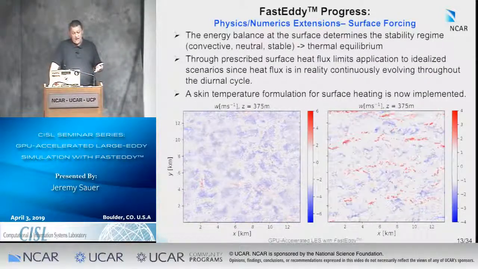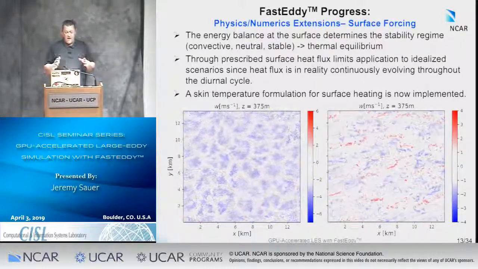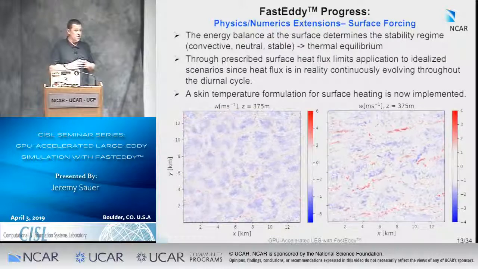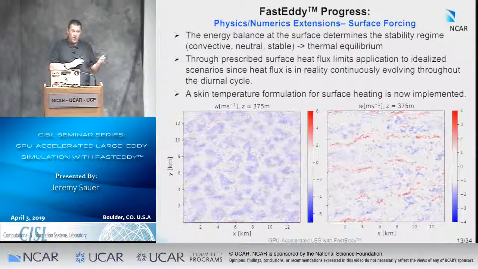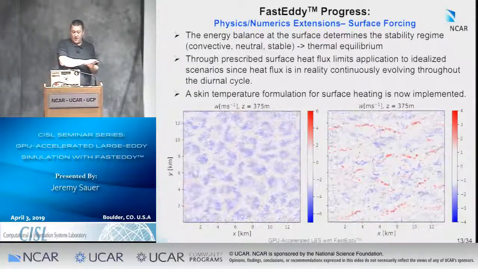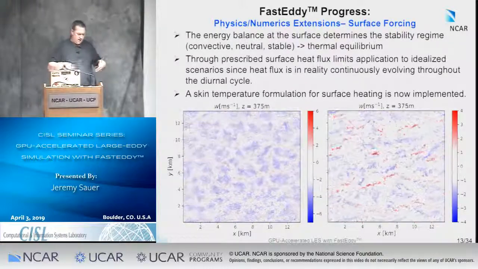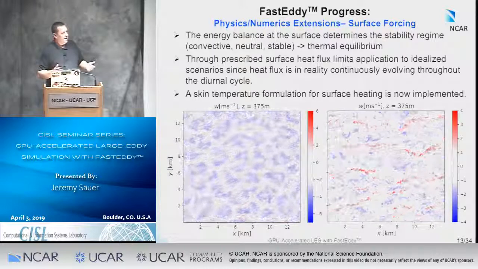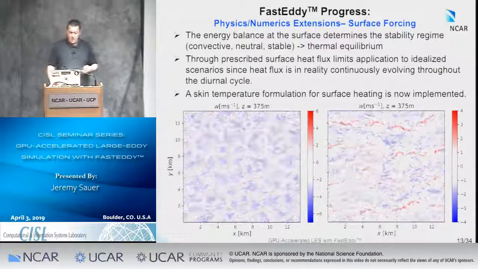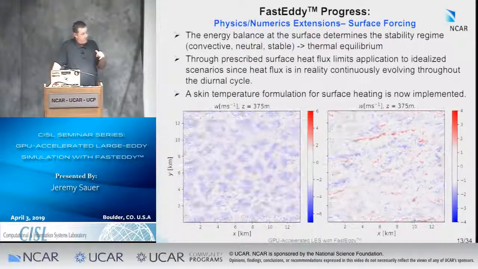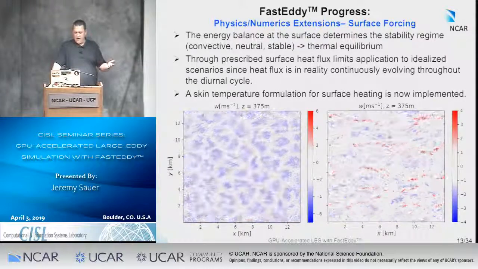Some other progress we've made in this past year: physics and numerics extensions, and in particular surface forcing. In the three stability regimes I described earlier, we're forcing the temperature at the surface, or we're forcing with a prescribed heat flux, an amount of heat that we're saying comes off the ground. Well, in reality, the heat flux is not really constant. It's continually evolving throughout the diurnal cycle. So it was important for us to put in a skin temperature formulation that allows us to prescribe surface heating that's more realistic, like a diurnal cycle.